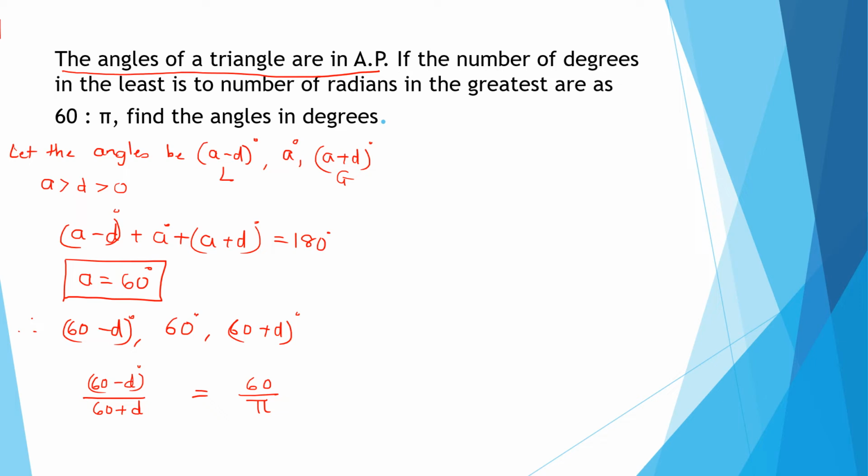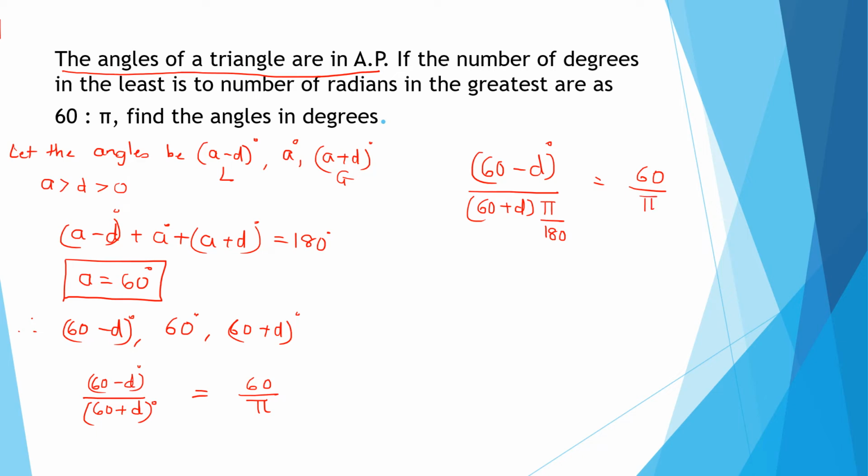Yes, think over it. What can be done? I'll help you out. Numerator is already in degree, denominator is also in degree, correct? This is in degree, so I need to convert this degree into radian, correct? The ratio asked is degree upon radian. So I'll multiply it by pi by 180, 60 upon pi, correct?